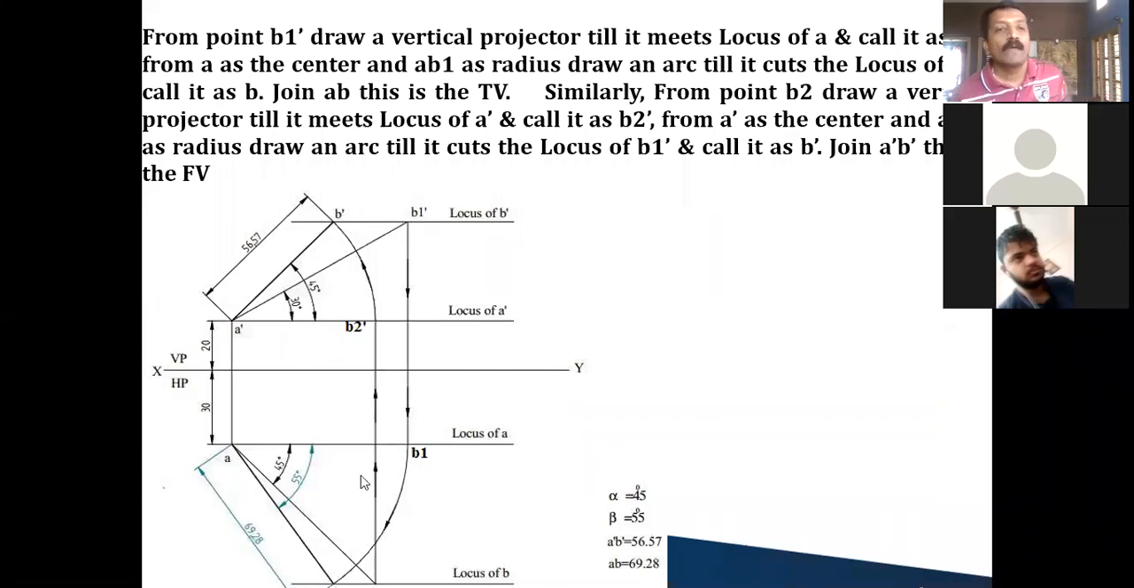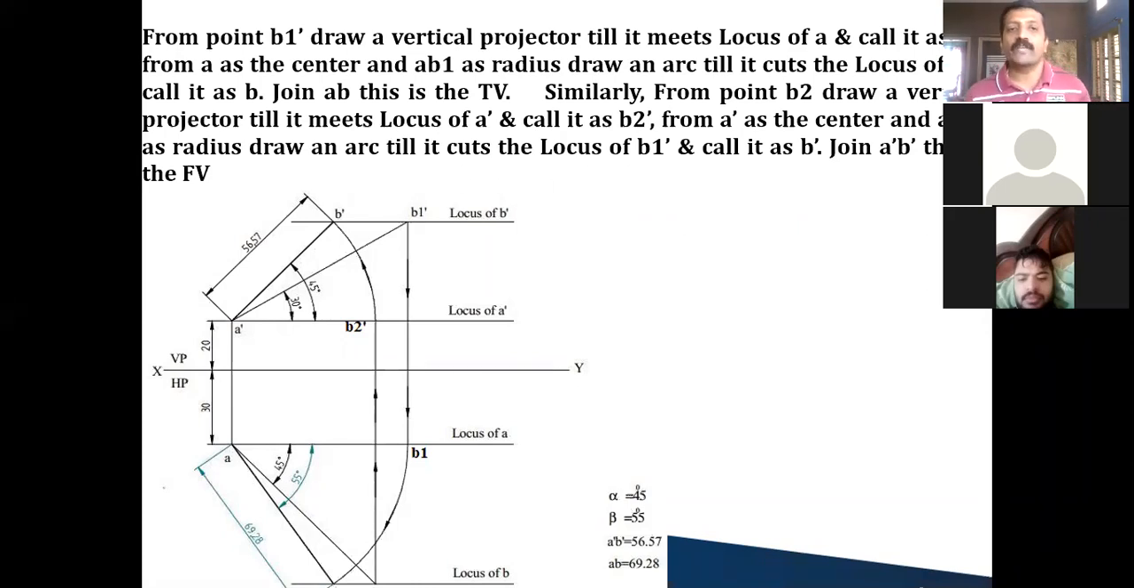Now what you have to do? A as the center, B1 as the radius. I'll repeat it: A as the center, B1 as the radius. Draw an arc in this direction, which shows the direction, till it cuts the locus of B in the top view. Once it cuts this, you call this the actual point B. So this is your top view point. Now after getting this point B, you can join AB with a thick line. So this itself is your top view. The top view is completed.